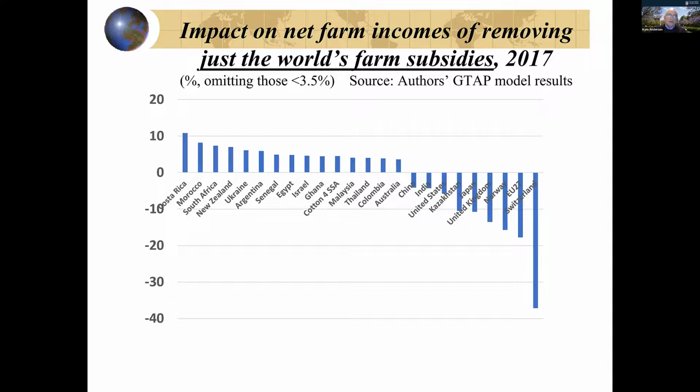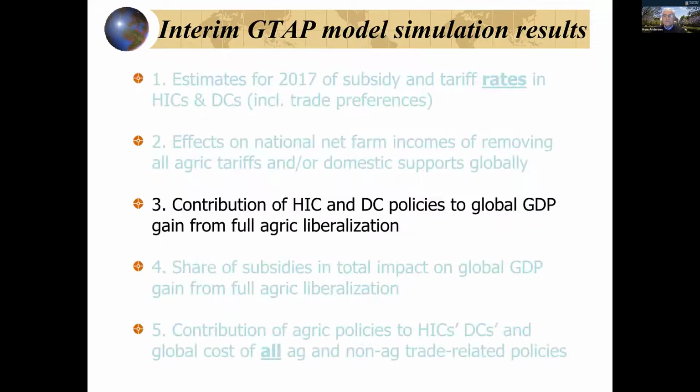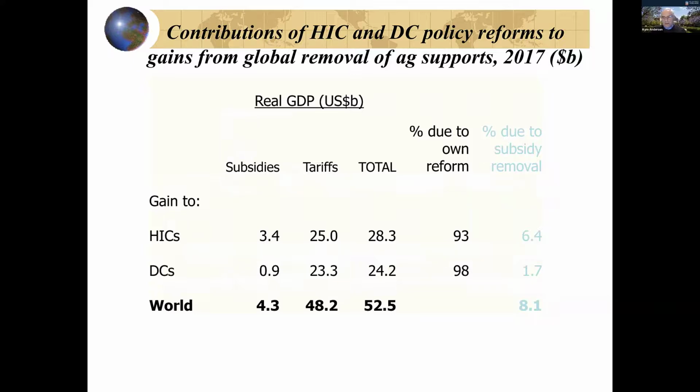But clearly it's a similar sort of spread of countries, with the Cairns Group type countries on the left and the highly protective European countries on the right. Next slide. The next question is looking at the contribution of high-income countries' and developing countries' policies to those gains that would come from full agricultural liberalisation. The next slide has a nice table that summarises that.